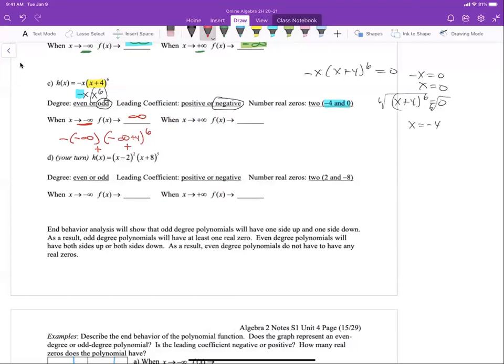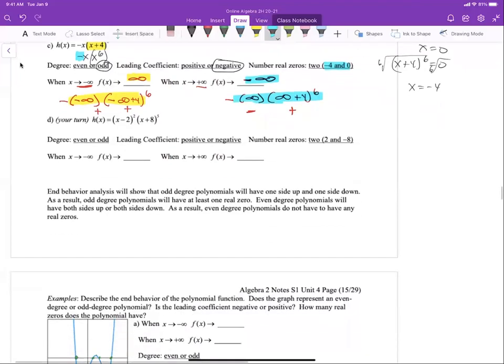Then I do the same thing. Let's just put that here. I do the same thing as x approaches positive infinity. So remember, the positive infinity will go where x is. So I have a positive infinity plus 4 to the sixth power. So a positive number to the sixth power is going to give me positive, and on the outside I will have a negative, and so this will be a negative infinity.